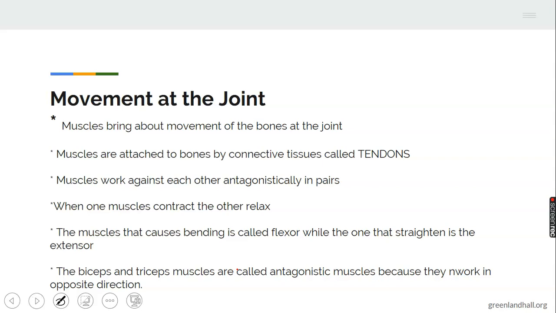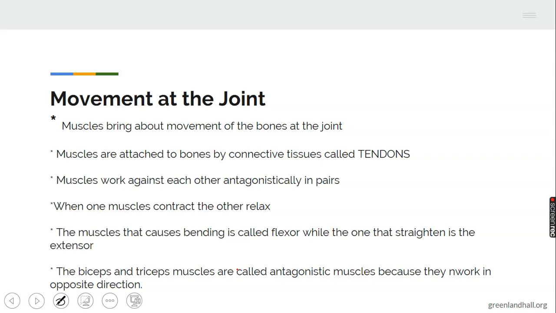Movement at a joint. Where we have movable joints, the mechanism, the process by which movement is brought about, is what we want to discuss. There can be no movement at a joint without the muscles.